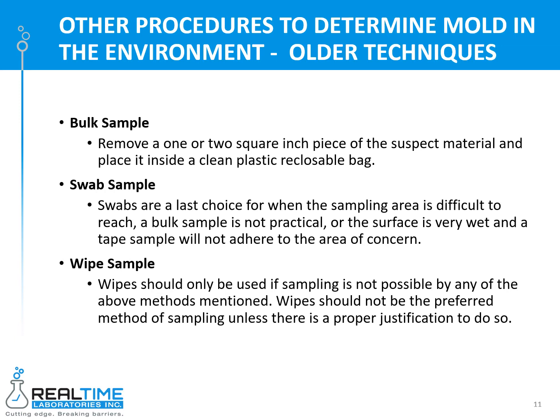You can do swabs, and they're a last choice for when the sampling area is difficult to reach, a bulk sample is not practical, or the surface is very wet and a tape sample will not adhere to the area of concern. So a swab is somewhat useful. The wipe samples should only be used if sampling is not possible by any of the above methods mentioned. Wipes should not be the preferred method of sampling unless there's a proper justification to do so.